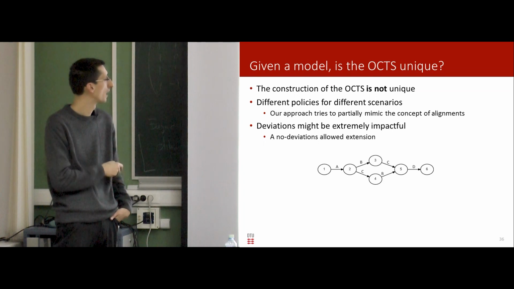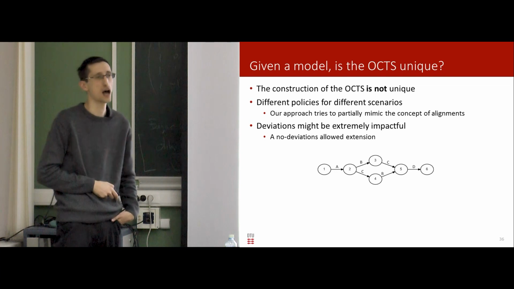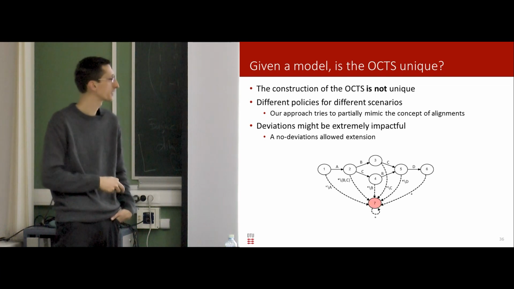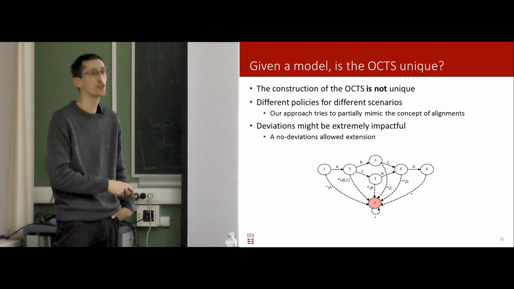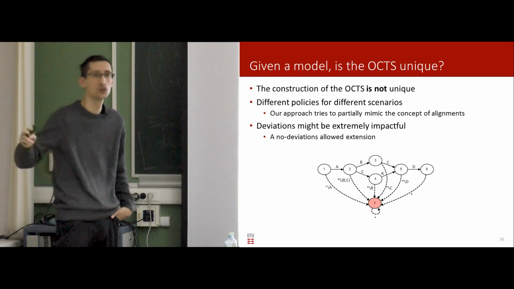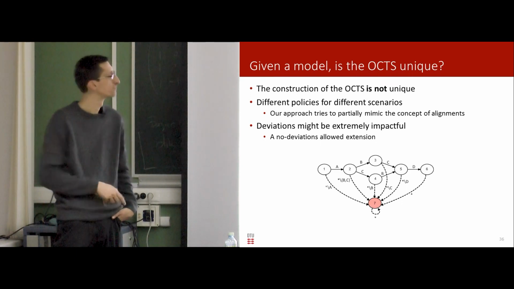And we can think about other ways of constructing the OCTS. For example, we can think about a no deviation allowed way of constructing, which is like that. So we start from our transition system, and every time we observe a non-compliant label, we can just go to this sync place, which is collecting all deviations.